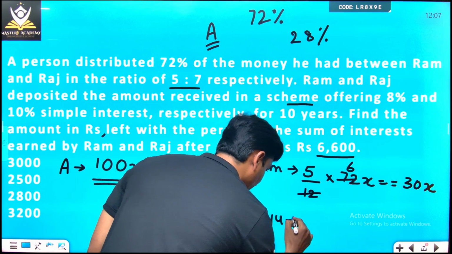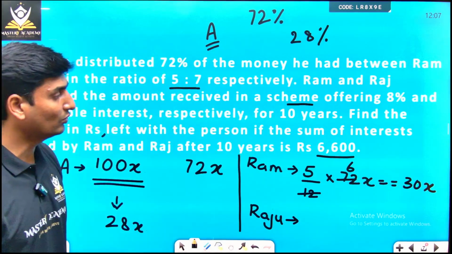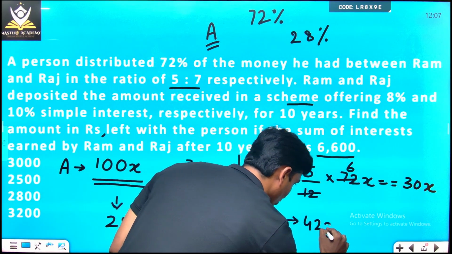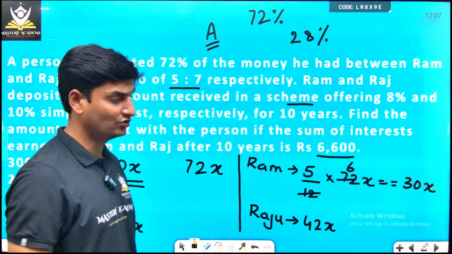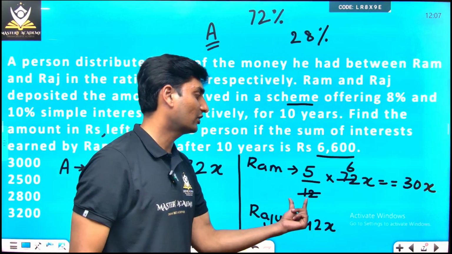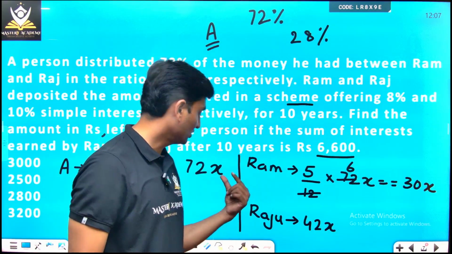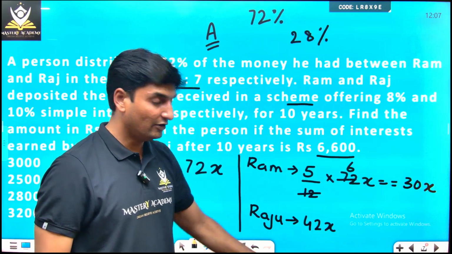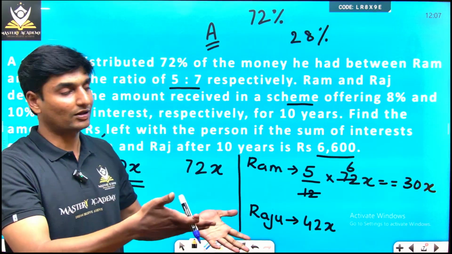Now Raju, the remaining amount was given to Mr. Raju. So 72 minus 30, 42x. 42x amount was given to Raju. You can also calculate according to ratio, 7 upon 12 into 72x, or 72x minus 30x, 42x. 30x and 42x. So they deposited that amount.